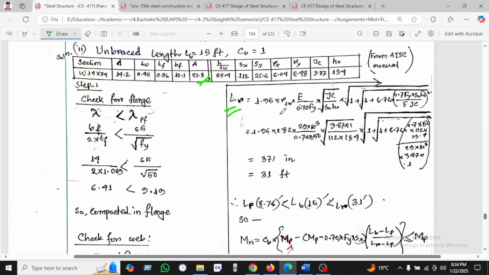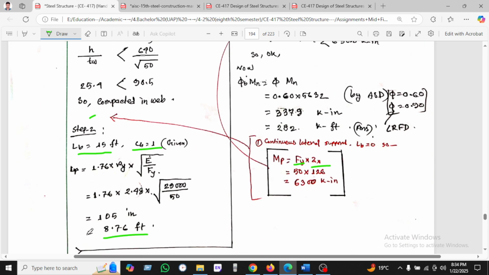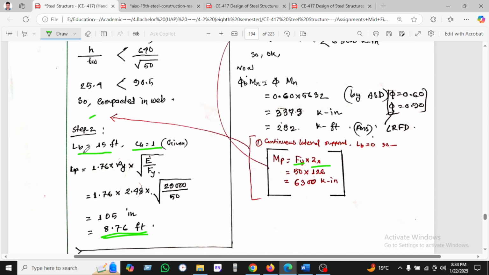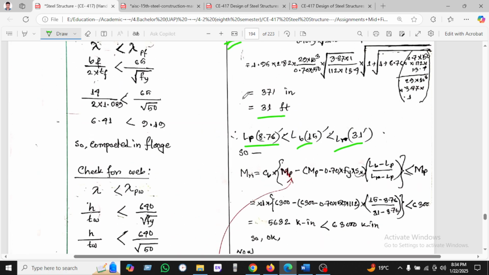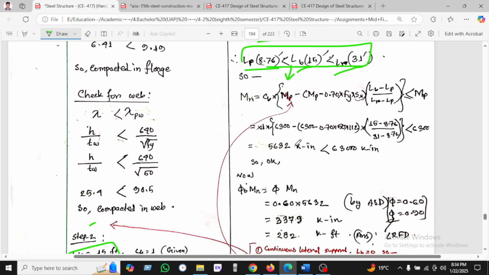We are now using another method, another formula, to calculate Lr. Using this formula, we found 31 feet. So you can see Lp, which we found, is 8.60, and Lb we have been given in the question, 15, and finally we found Lr 31. So if this sequence governs this equation, then we can use this formula. If the sequence is not governed, then we can use another formula.